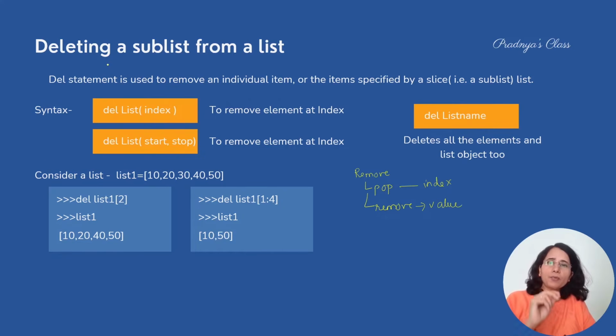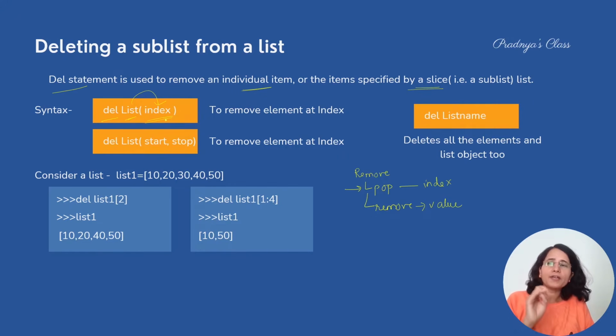As we are discussing about the removing an item from the list, there is one more way to remove the item using DEL statement. It can remove the individual item or it can remove a slice or a portion of the list. So here is the syntax. First we need to write the del, then we have to mention the list along with the index. So like pop method, we are providing index here. So it will remove the item from the specified index.